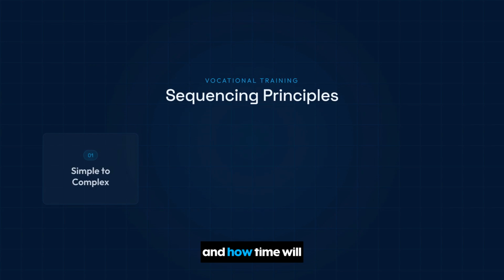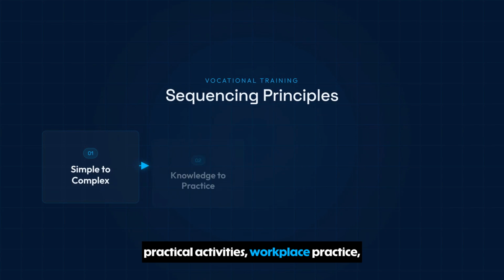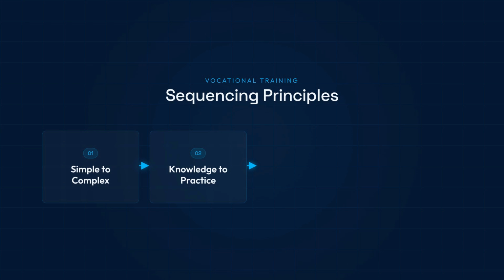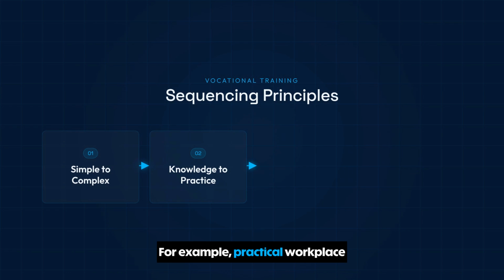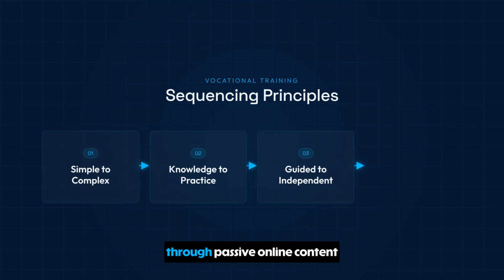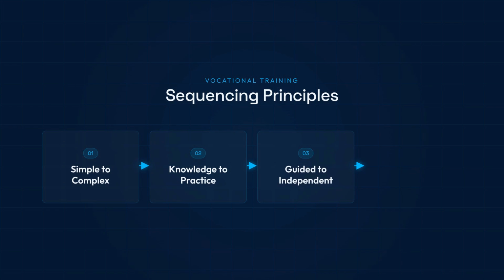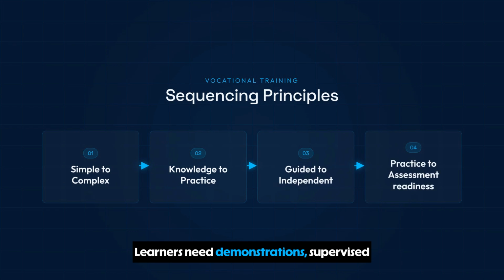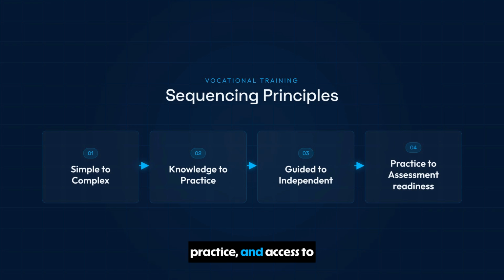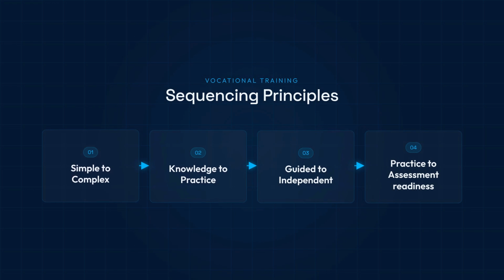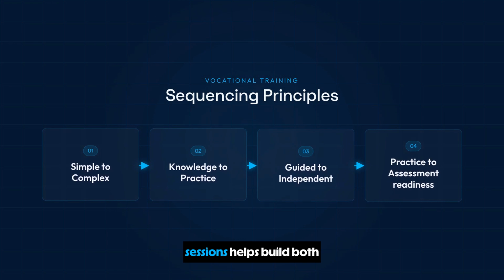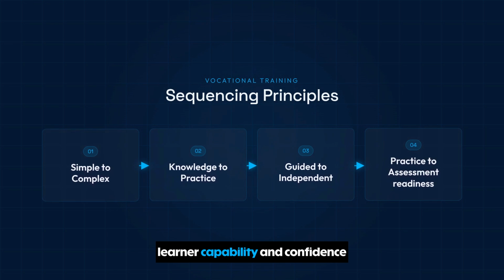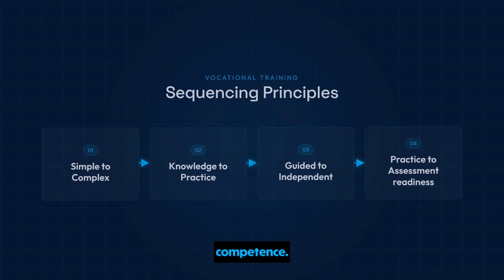We also need to determine the total duration and how time will be allocated across topics, practical activities, workplace practice, and revision. For example, practical workplace skills cannot be developed through passive online content alone. Learners need demonstrations, supervised practice, and access to industry-standard equipment. A logical progression across sessions helps build both learner capability and confidence as they move towards competence.